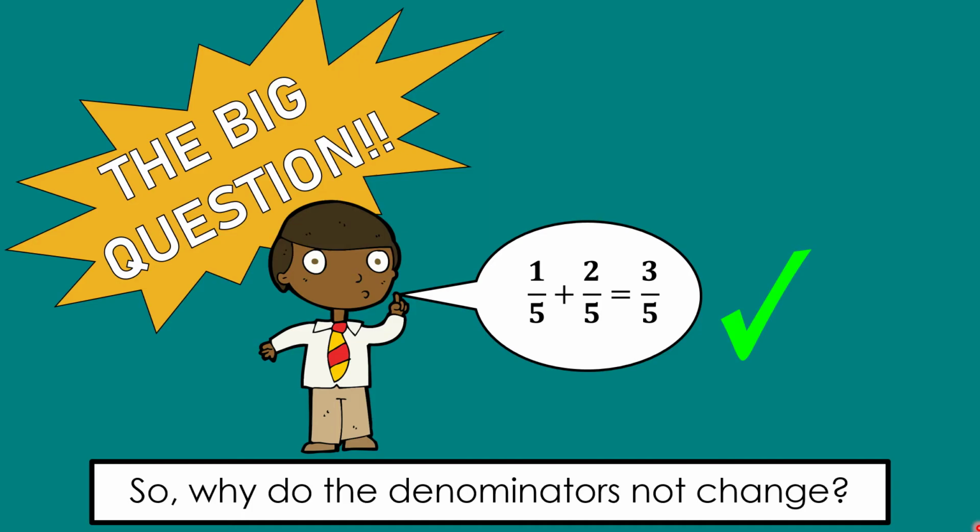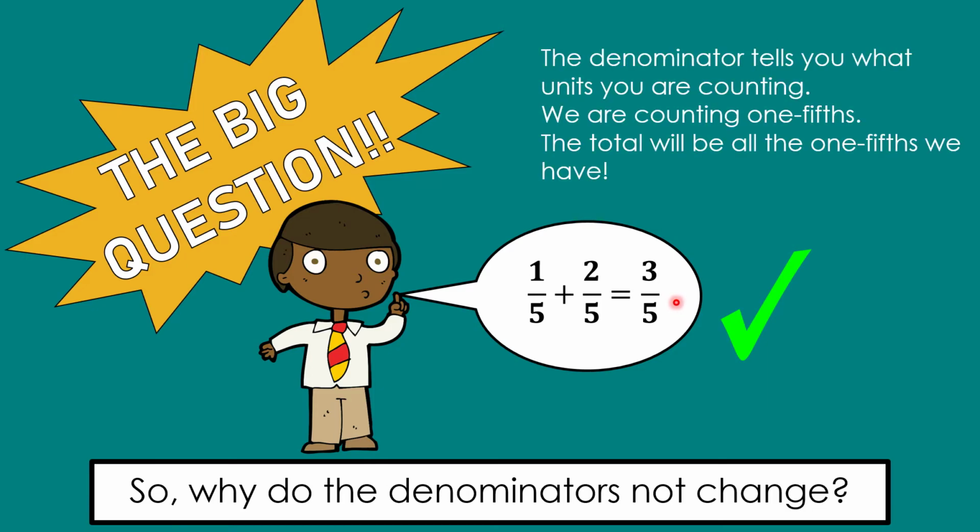So, what about our big question? Do you think you can answer it at home? Why don't the denominators change when you're adding fractions? 1/5 plus 2/5 is 3/5, not 3/10. Have a think. Can you answer it in full, clear mathematical sentences using your learning from this lesson? Our answer is coming up now. Are you ready for it? Here we go. The answer to the big question.